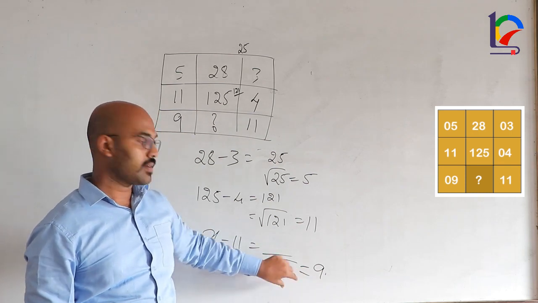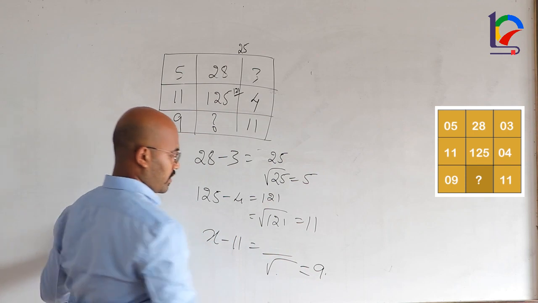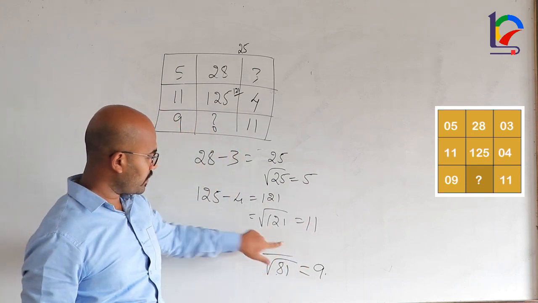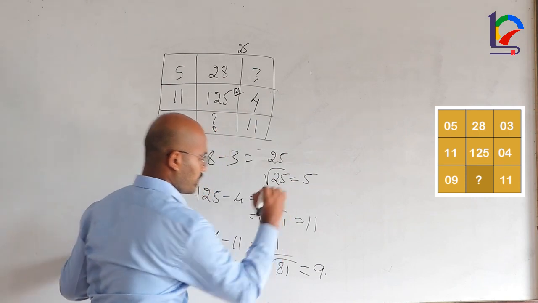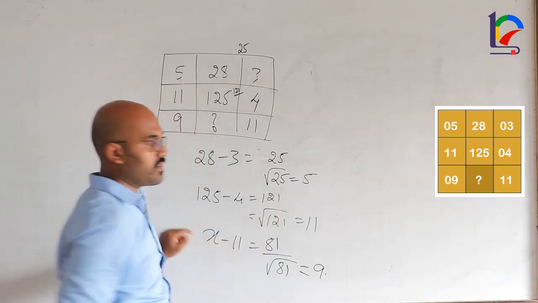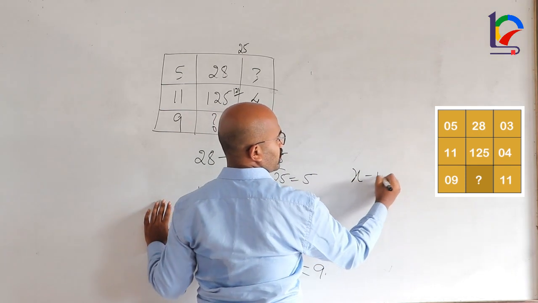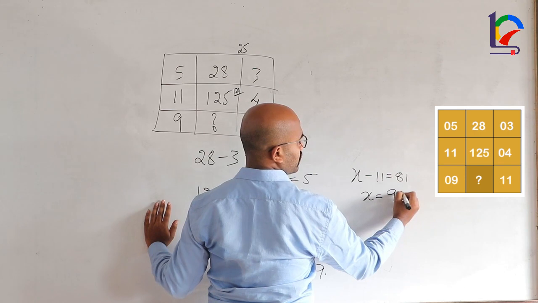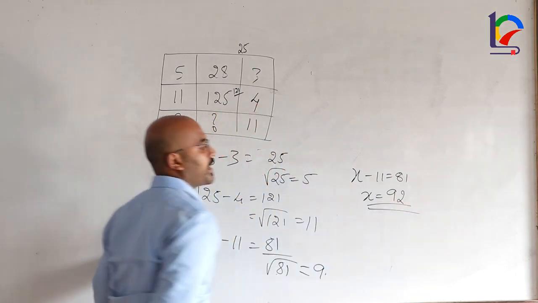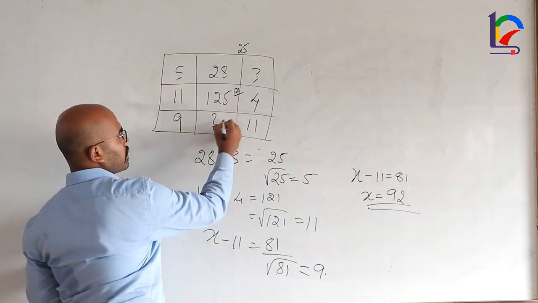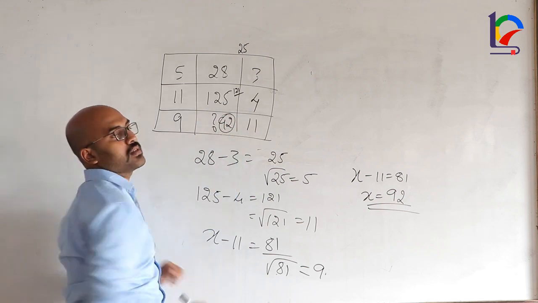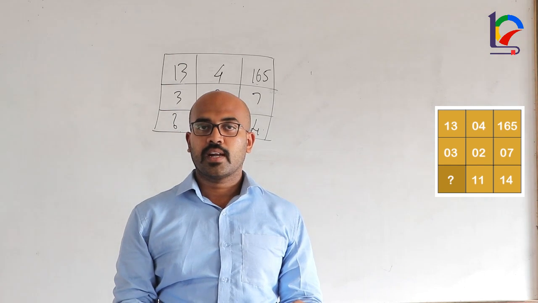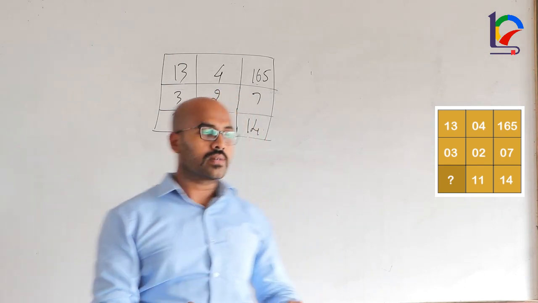The square of which number will give us 9? That is 81. So x minus 11 is 81. So the value of x is 92. So 92 is the missing number. Coming to the next question and last question for the day.